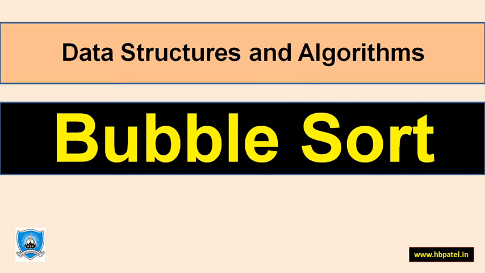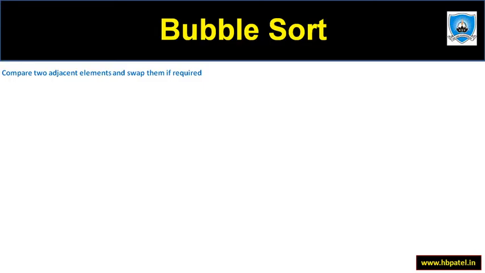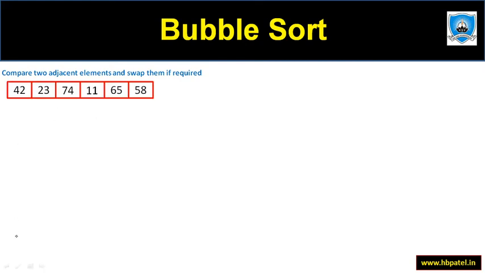In this video we are going to see the bubble sort algorithm. Before we move to the algorithm and the program, let us first try to understand how bubble sort works. Let us take one example. We have six different elements in this example, so the size of this particular array is six, and now we wish to sort it.